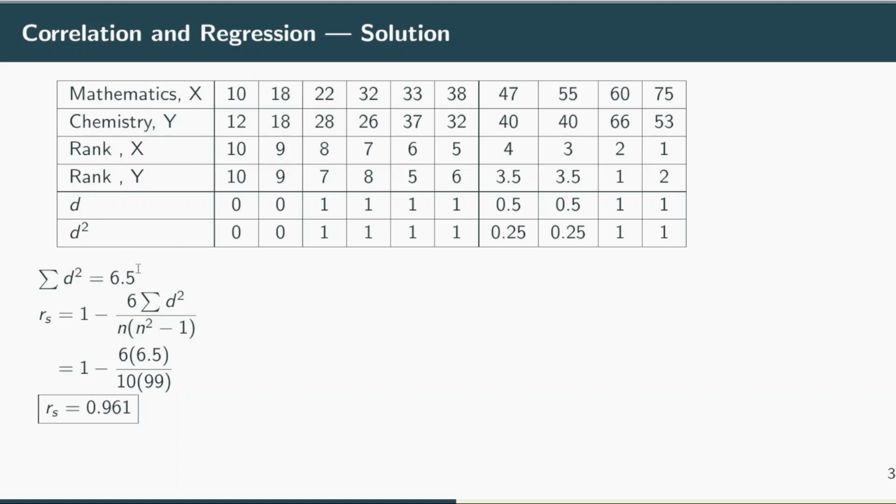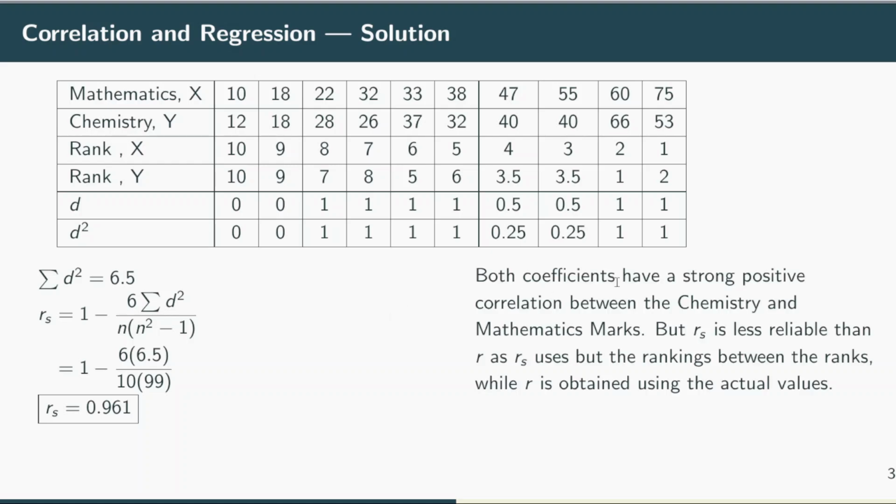Now, we were asked also to interpret these values for the sake of the data. So I would say both coefficients have a strong positive correlation between the chemistry and the mathematics marks, as we see that their values are both above 0.8, so that is a strong positive correlation, but RS is less reliable. So the Spearman's coefficient of rank correlation is of course less reliable than the product moment correlation coefficient. The reason is because the Spearman's coefficient of rank correlation only deals with the rankings between the values.